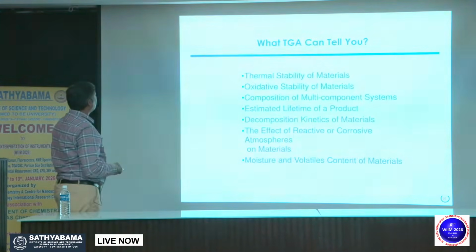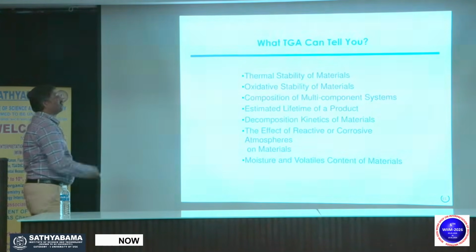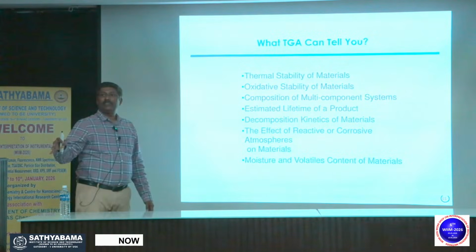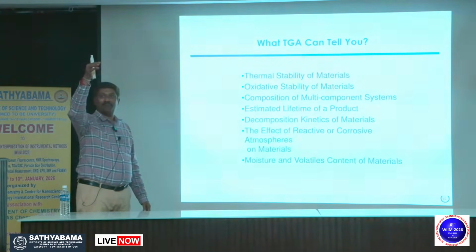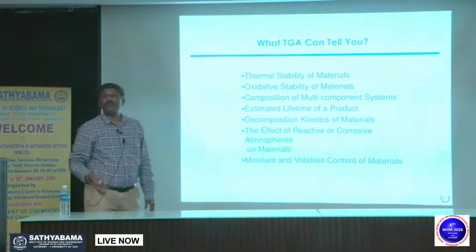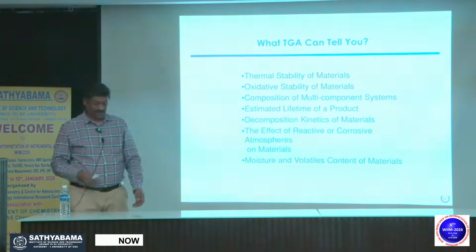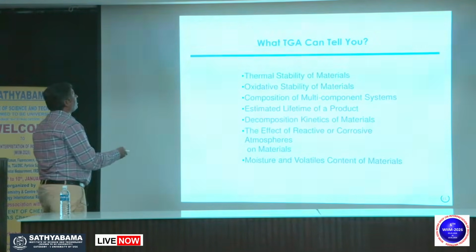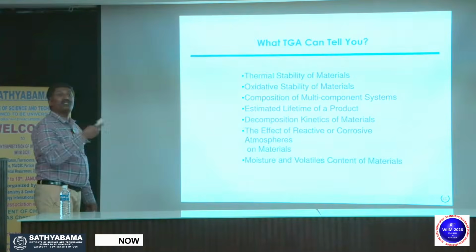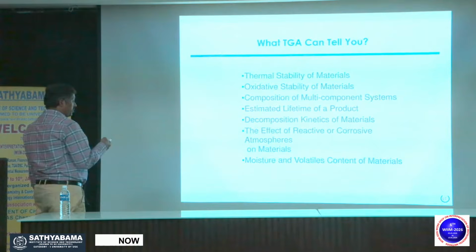See, and how we will draw. So, TGA will tell you many things. One, thermal stability of the material, how robust it is. Let's say you want some material in aviation. That means it should sustain the pressure. If you are using some material in the furnace, it should sustain temperature. So thermal stability of the materials, oxidative stability of the material, whether it oxidizes fast or not, if you do the sample in presence of oxygen, composition of multi-component system.